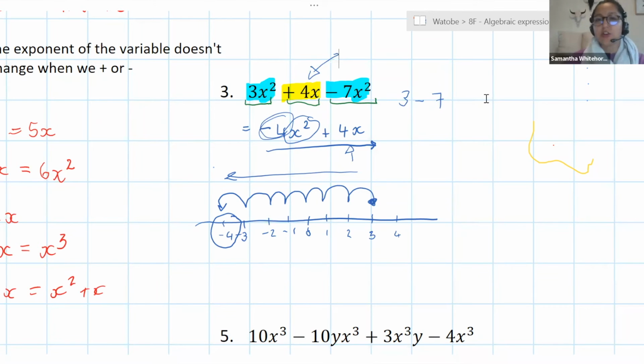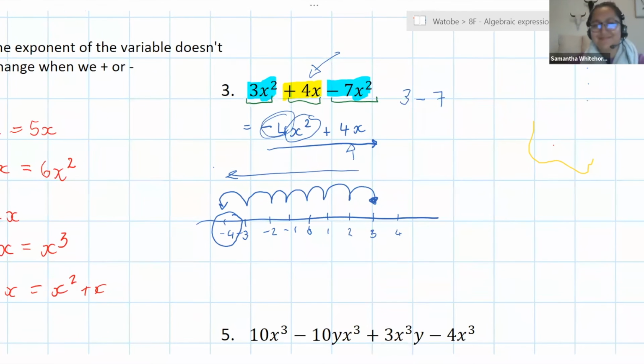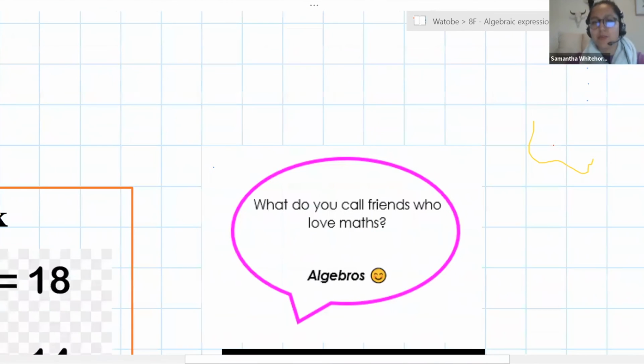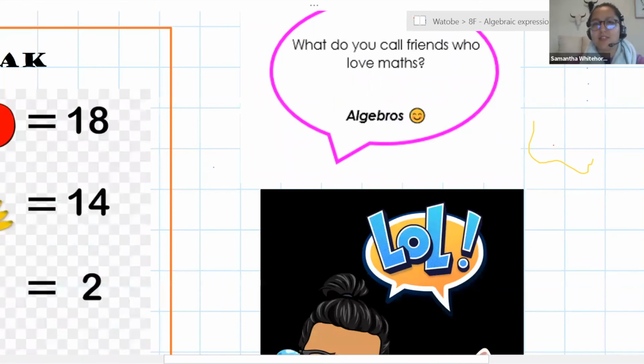I'm enjoying the joke. What's the hottest part in a room? The corner, because it's always 90 degrees.